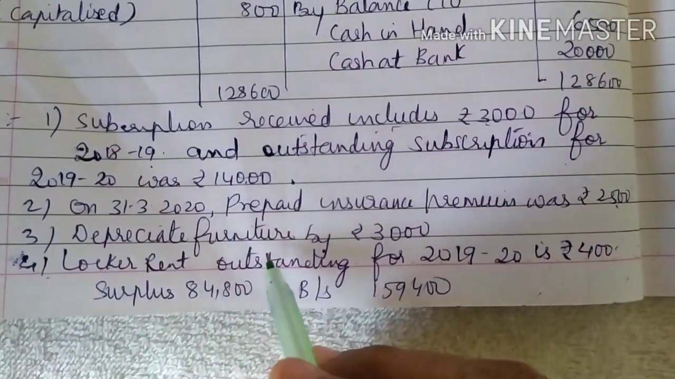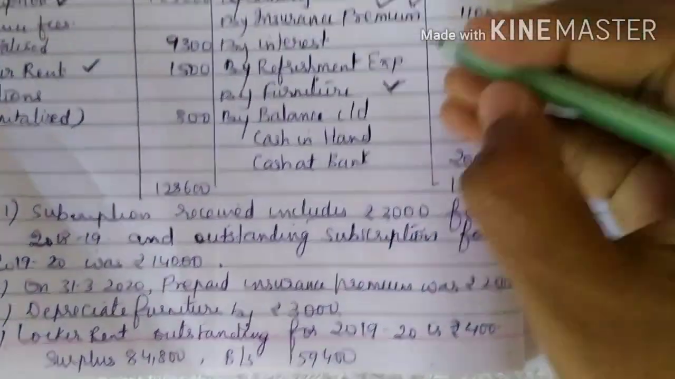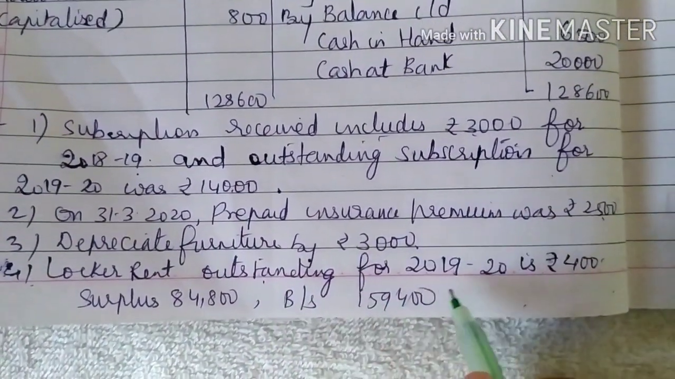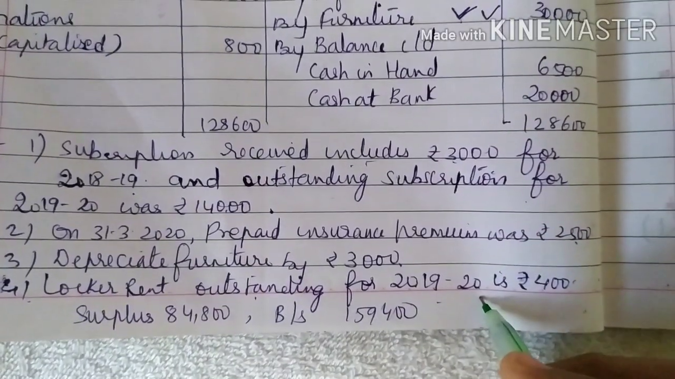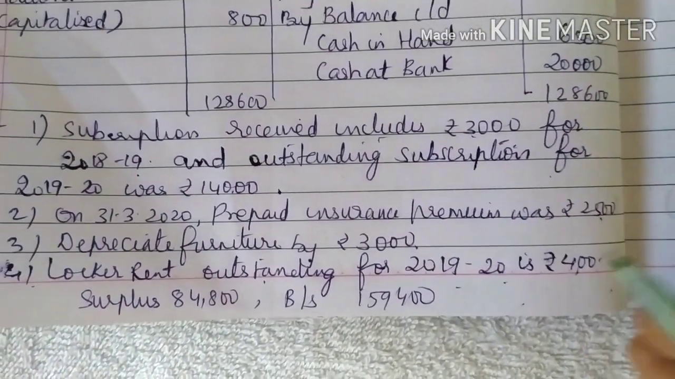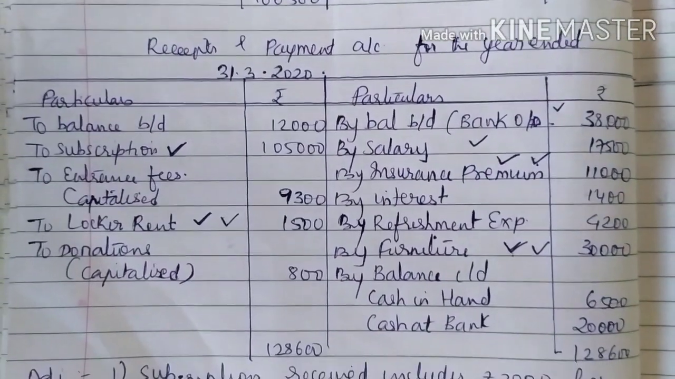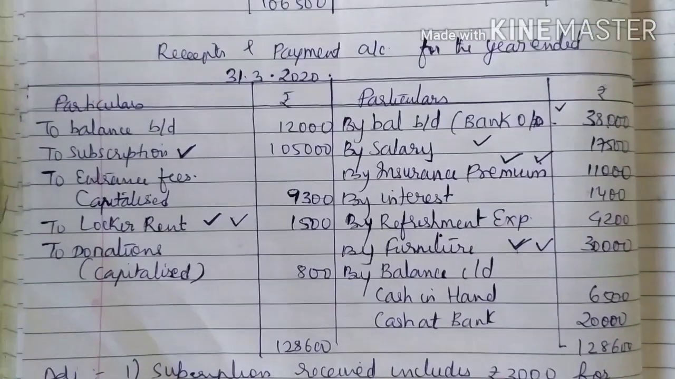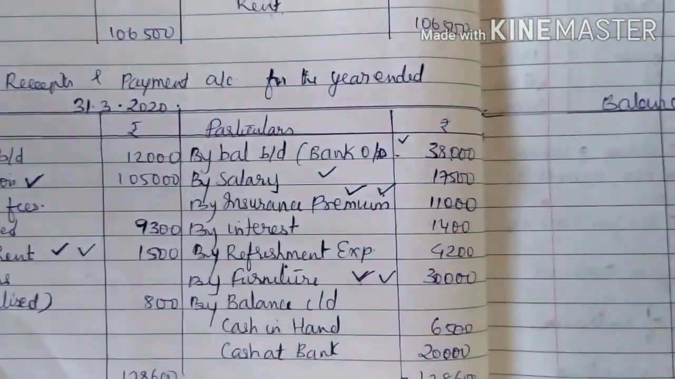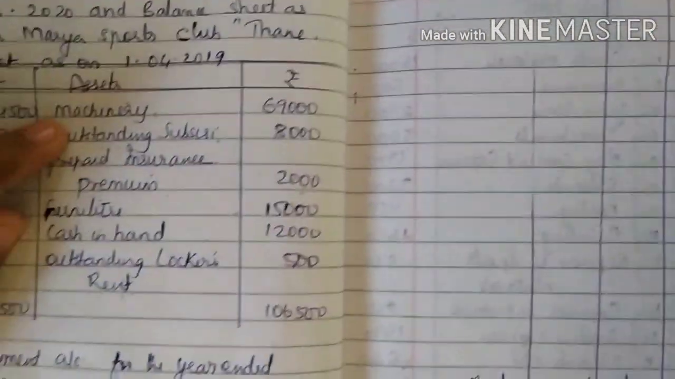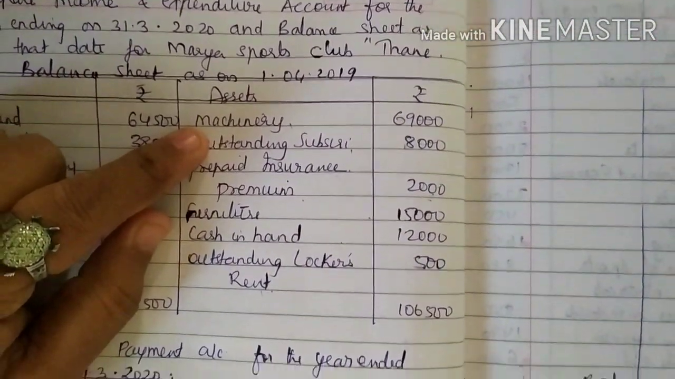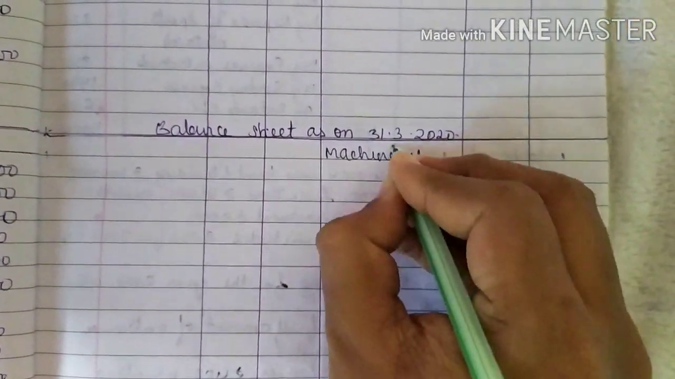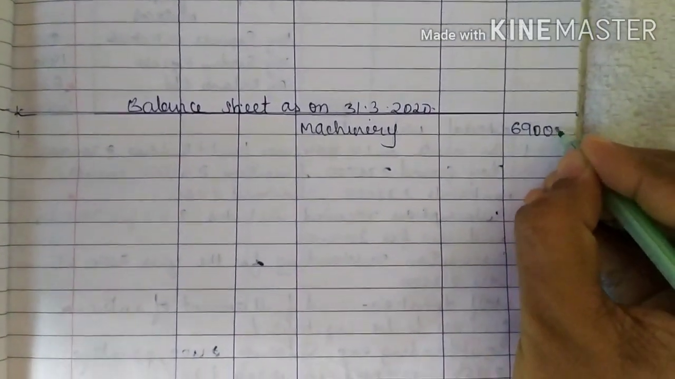Then you have depreciate furniture by 3,000. Then locker rent outstanding for 2019-20, that is current year, is rupees 400. So locker rent you have an adjustment. So now we will do the posting, and whichever adjustment is coming, we will do accordingly. First in the assets we have machinery. Machinery we will write in balance sheet asset side. Machinery, no adjustment, so put in the outer column.